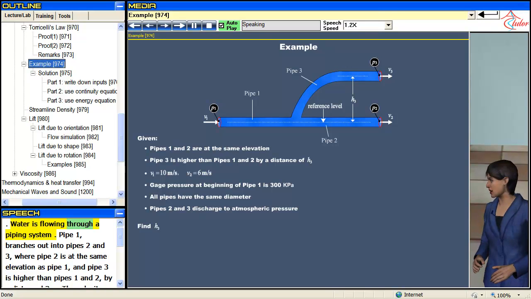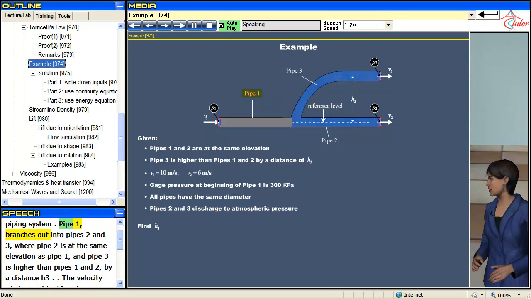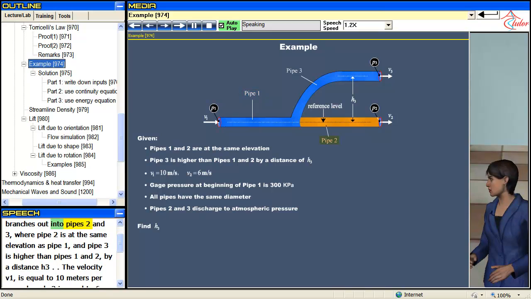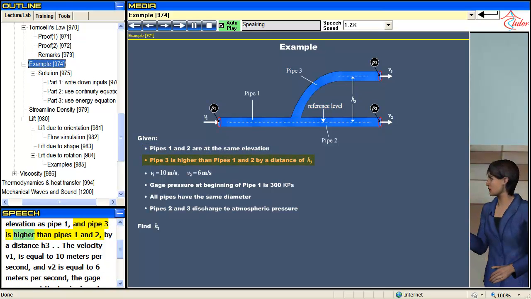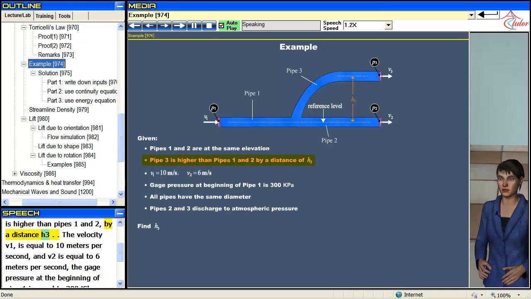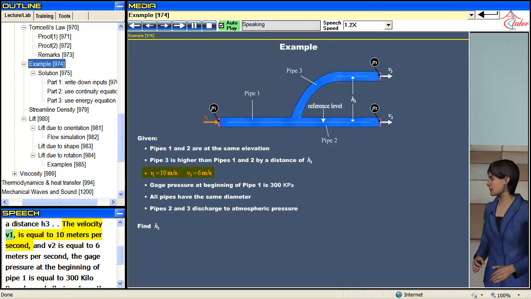Water is flowing through a piping system. Pipe 1 branches out into pipes 2 and 3, where pipe 2 is at the same elevation as pipe 1, and pipe 3 is higher than pipes 1 and 2, by a distance h3. The velocity v1 is equal to 10 meters per second, and v2 is equal to 6 meters per second.